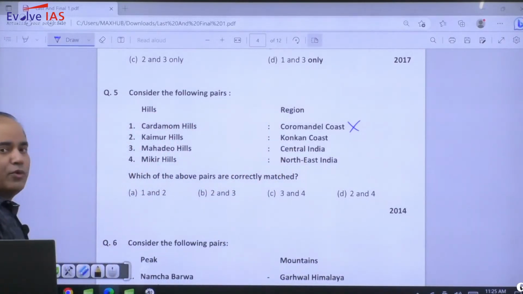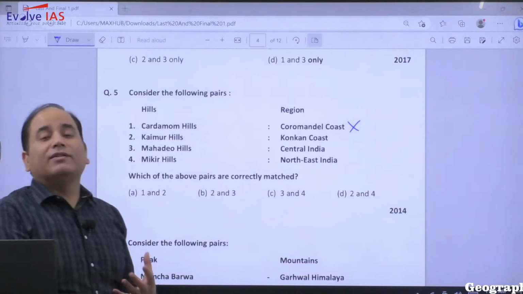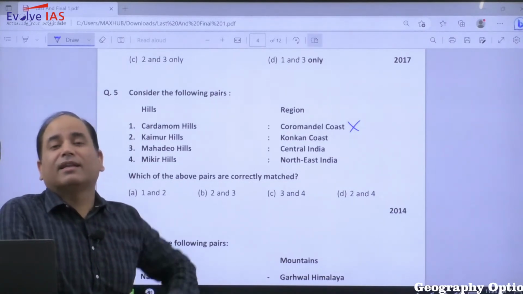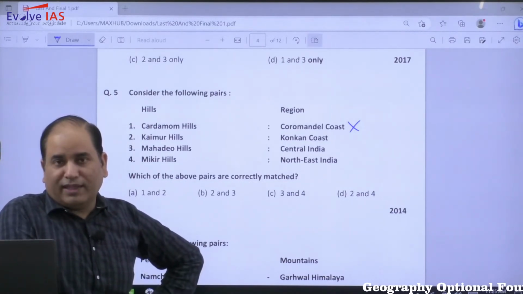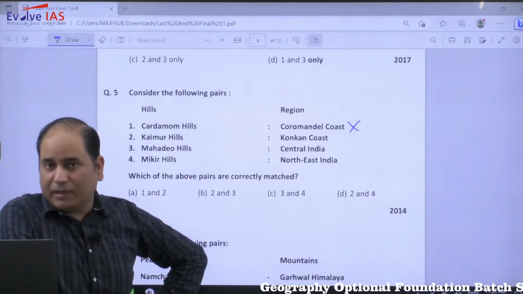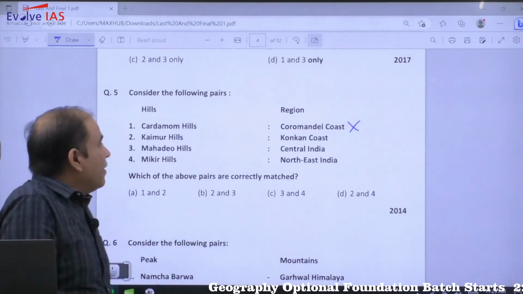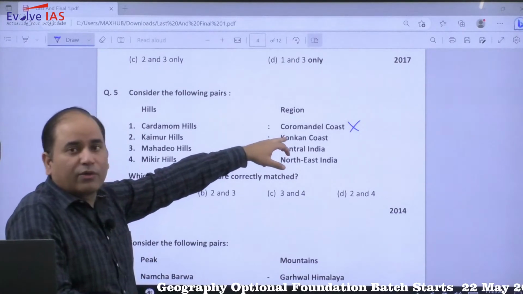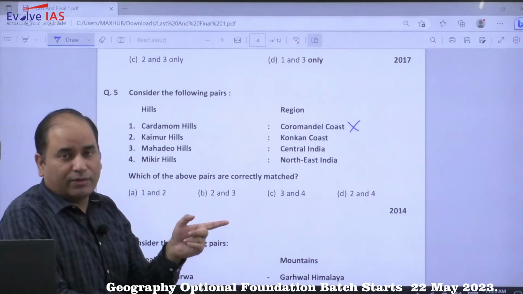Next we will have Kaimur Hills. Kaimur Hills you will find is part of the Central Highland. तो विंध्यन रेंज का जो ईस्टर्न पार्ट है वहां पे आपको कैमूर की पहाड़ियां मिलेंगी, कैमूर हिल्स. And as far as Konkan Coast is concerned, again it is a coast, but which coast?